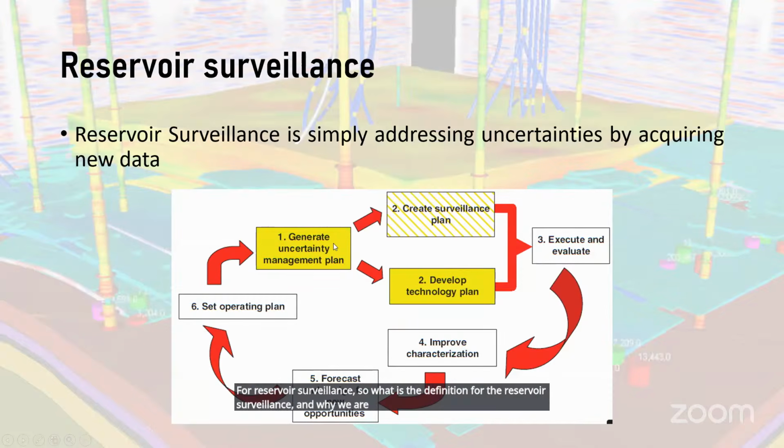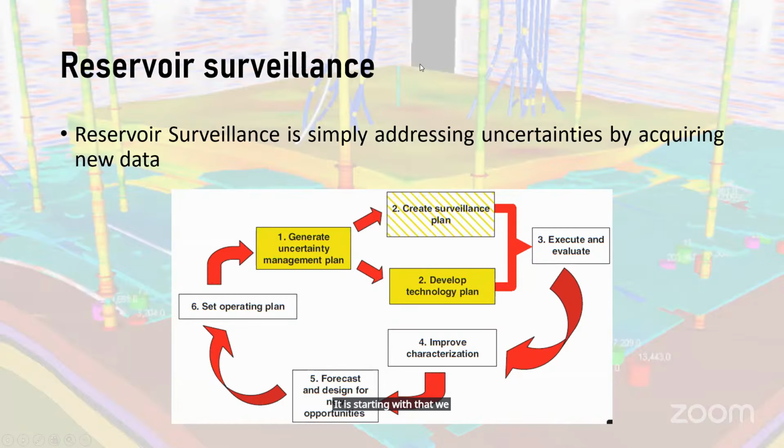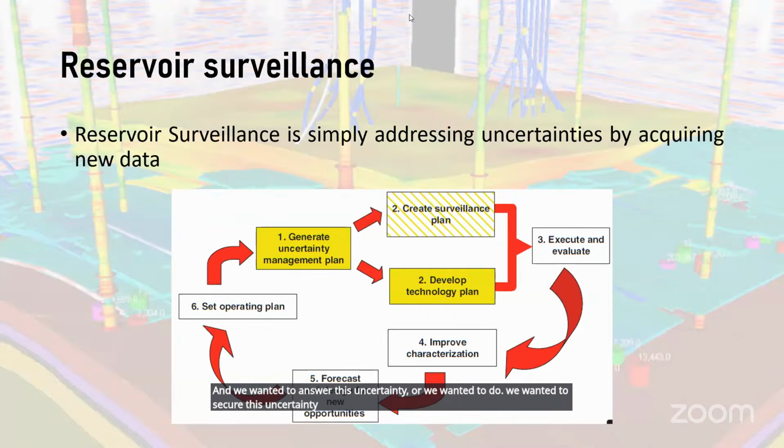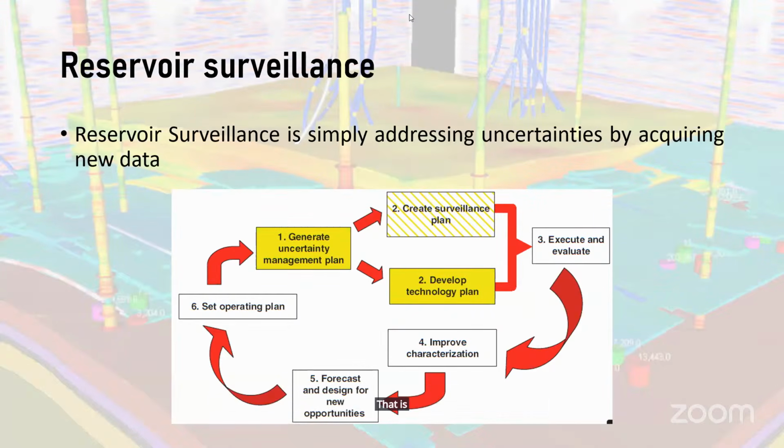So what is the definition of reservoir surveillance, and why are we doing the reservoir surveillance activity? Actually, reservoir surveillance starts with the fact that we have some uncertainty. We wanted to answer this uncertainty, or we wanted to secure it. That is why we do reservoir surveillance.